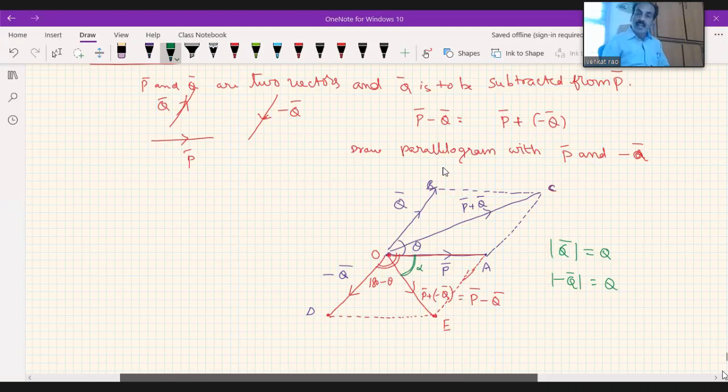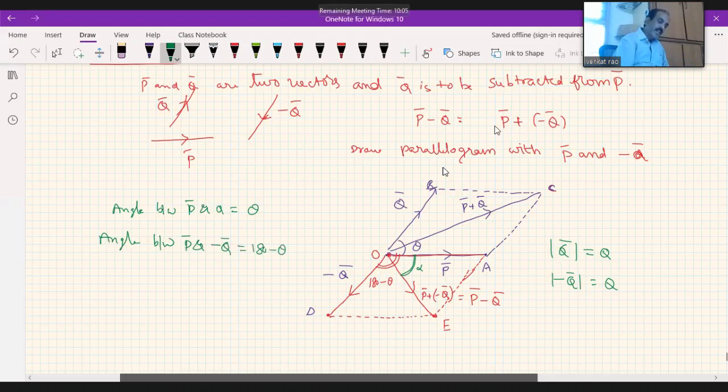And in the parallelogram law, if you take P plus Q or P minus Q, there is no difference in magnitude, but the angle between P bar and Q bar is theta. The angle between P bar and minus Q bar is 180 minus theta. This is an important point.